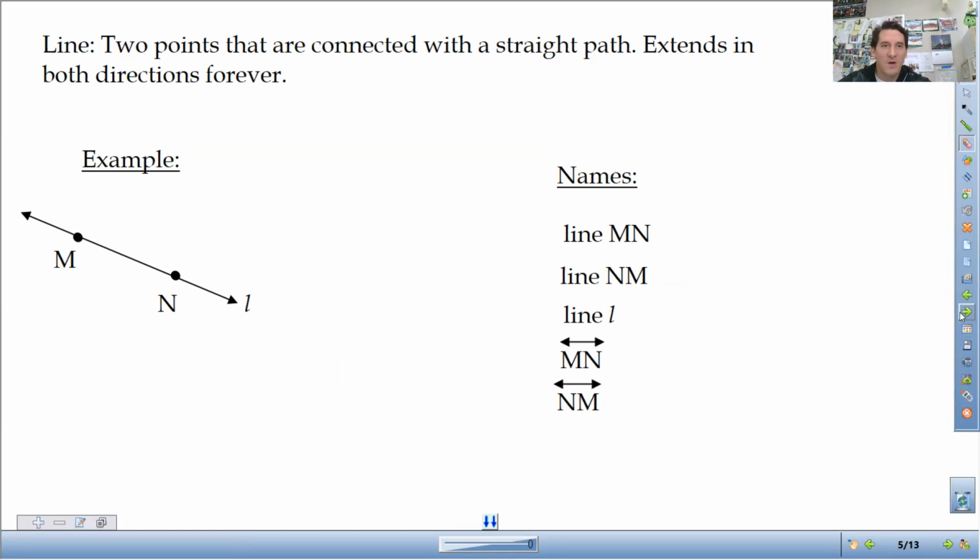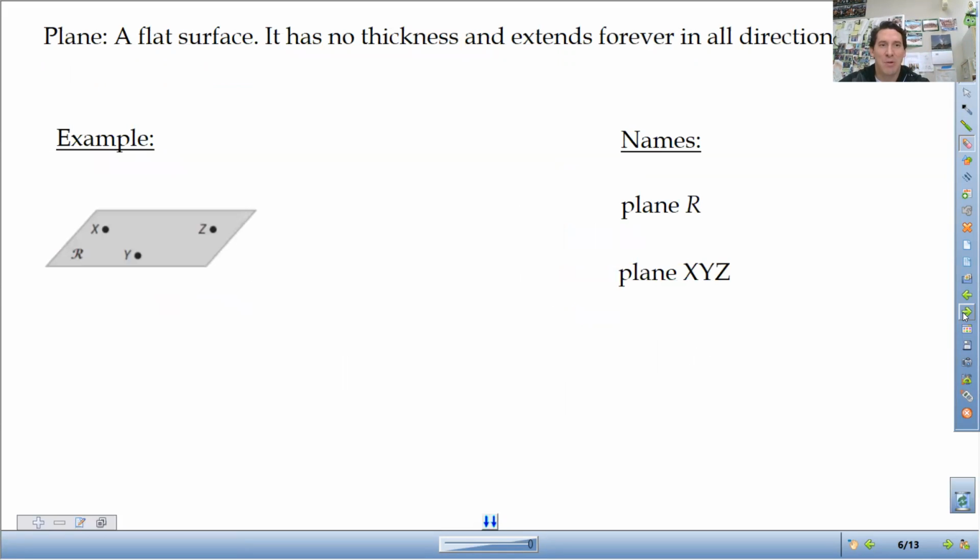All right. The other undefined term, the next one, is a plane. So a plane is a flat surface, has no thickness, it extends on forever in all directions. Typically, when we represent a plane in a textbook or on a worksheet, we show it as a parallelogram like this. You need 3 points to create a plane. So you get 3 points that are not on the same line. You can put a plane around it and it extends on forever. And so you just think of it as a flat surface extending forever and ever and ever.